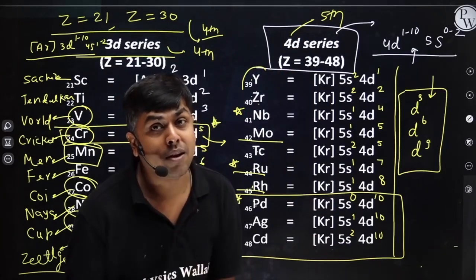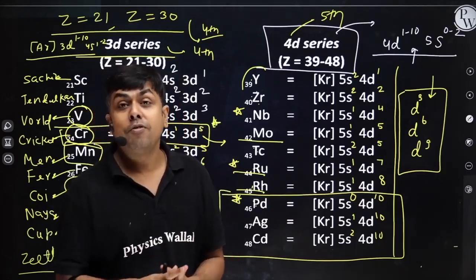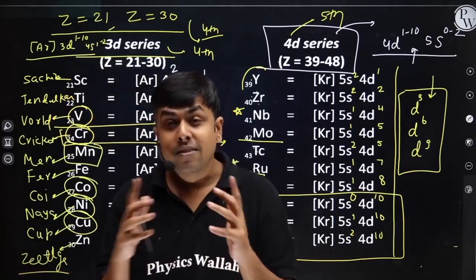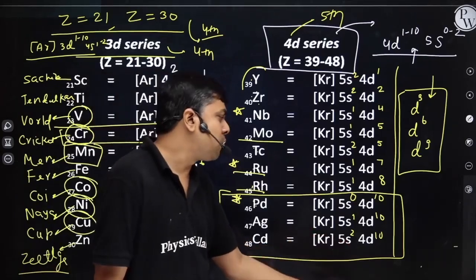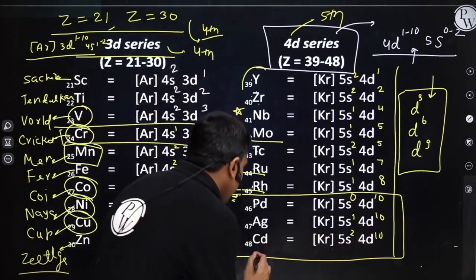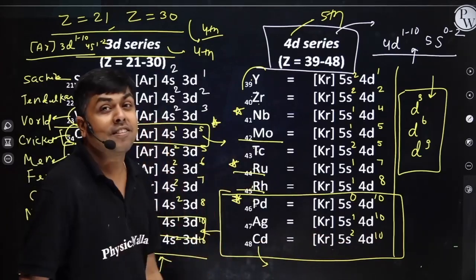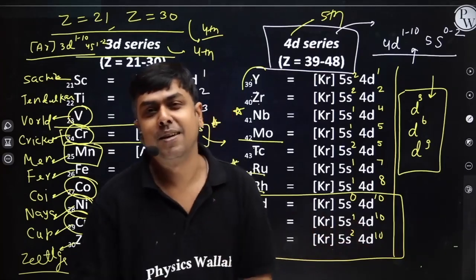How many exceptions have we learned so far? For chromium, copper, then niobium, then ruthenium, then palladium, then silver, and cadmium is not an exception. It's 5s2, 4d10. This one is a non-transition element. Here, zinc is a non-transition element. Completely filled (n-1)d subshell.